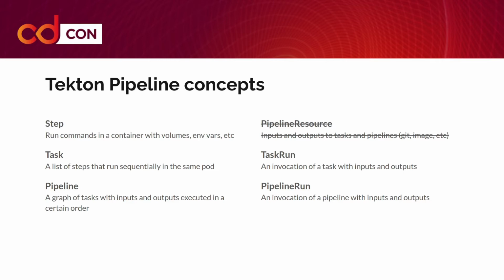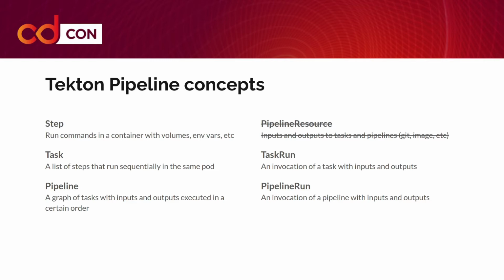And this graph of tasks is obviously going to be executed in a certain order, and as it's a graph, some tasks can run in parallel, some tasks could wait for others, etc. We'll dig a little bit more into examples. On the right side, there is the execution part.